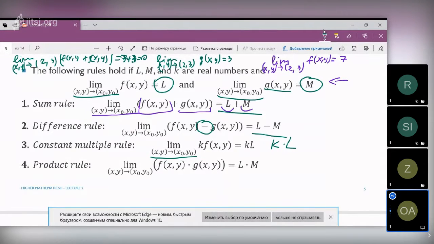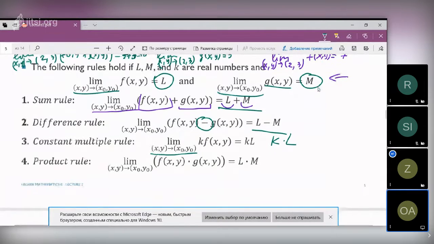And one more rule, which is the product rule. The limit of the product f times g when (x, y) tends to (x0, y0) is L times n, because the limit of f(x, y) is L, and the limit of g(x, y) is n. So the answer will be L times n in this case.